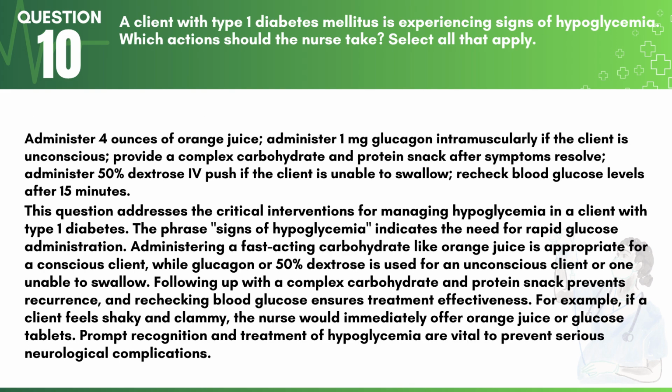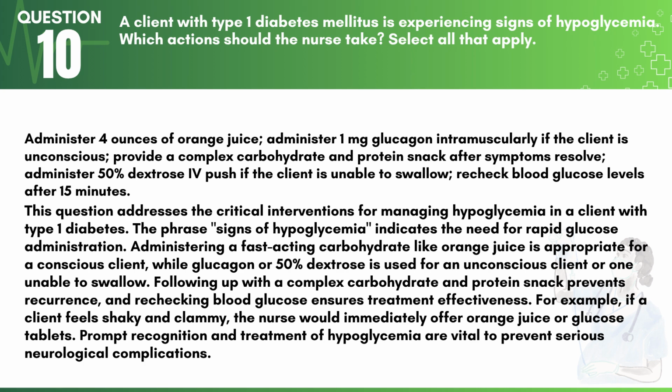Answer. Administer 4 ounces of orange juice. Administer 1 mg glucagon intramuscularly if the client is unconscious. Provide a complex carbohydrate and protein snack after symptoms resolve. Administer 50% dextrose IV push if the client is unable to swallow. Recheck blood glucose levels after 15 minutes. This question addresses the critical interventions for managing hypoglycemia in a client with type 1 diabetes.